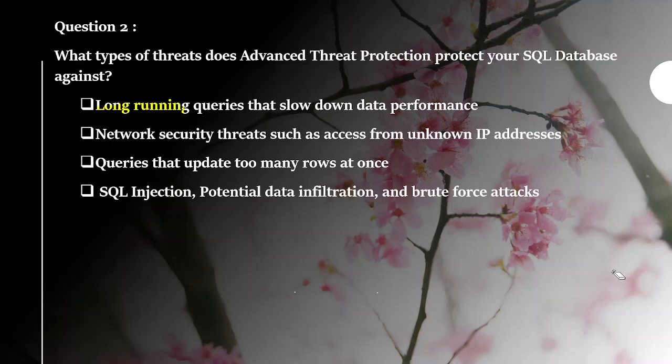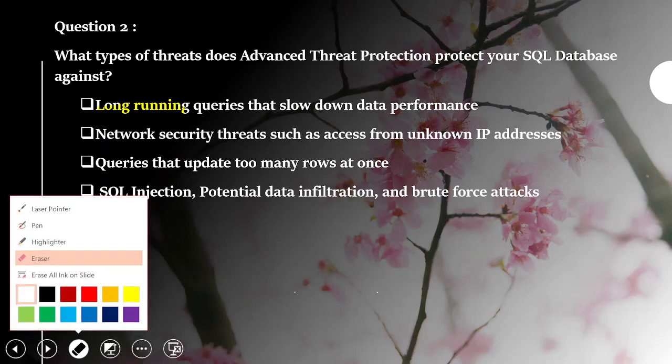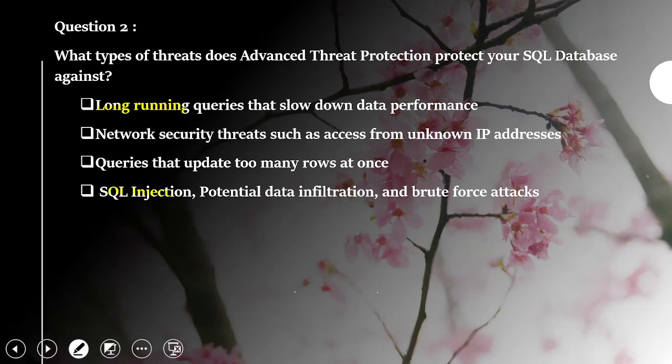The next question is, what type of threat does Advanced Threat Protection protect your SQL database from? Whenever we are going to protect our SQL database, we can consider different types of threats. In SQL-related threats, the first one, if you can see, is SQL injection. SQL injection is one, the potential data infiltration and brute force attacker. This is our answer.